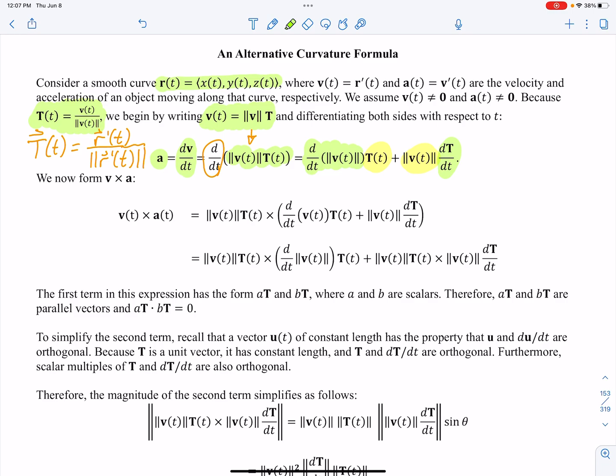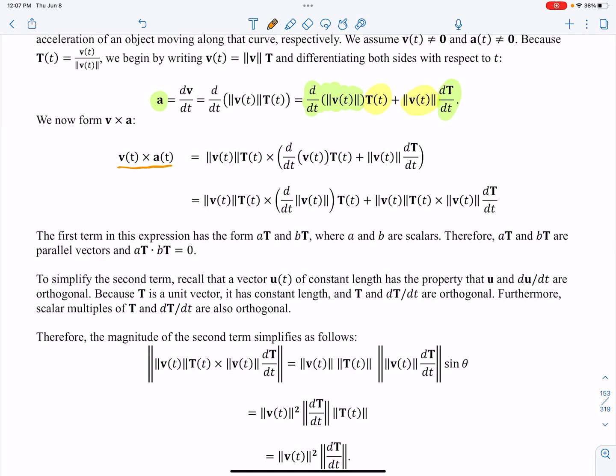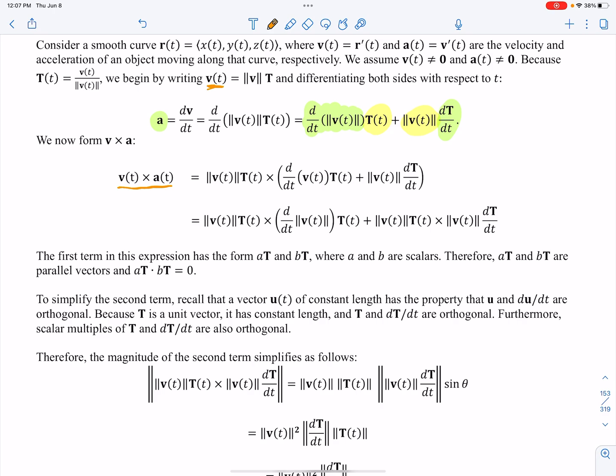So we just came up with an expression for acceleration. I know that acceleration is equal to, I'm going to erase everything else, we're not going to use it for a moment, that. So now we're going to work on a cross product here: velocity cross acceleration. Notice that they took velocity, which was up here, and replaced it with what it is. And also they took that definition and put it there because that was acceleration.